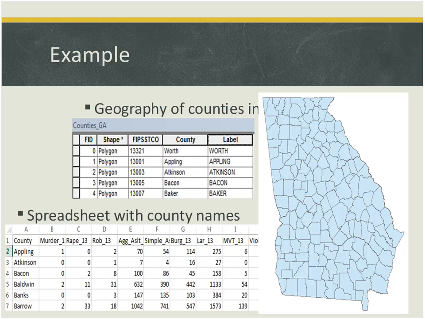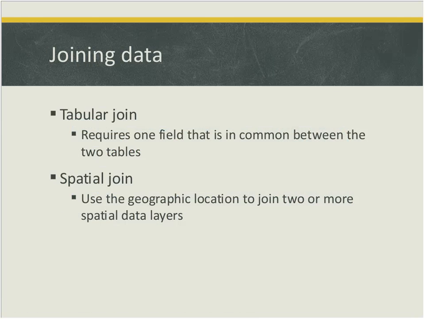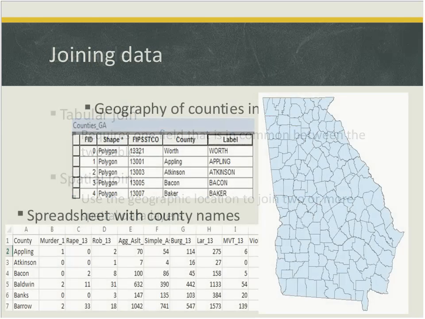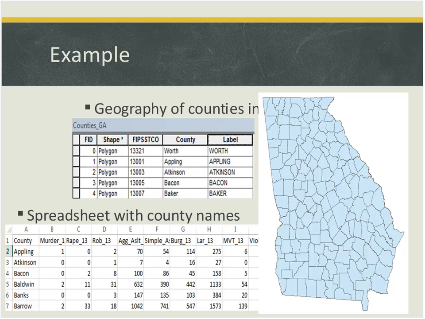Then we would have another spreadsheet, for instance, of data, and this can be held in Excel, which is a handy one to use, and it might have the UCR data that we're interested in. What's critical here is that we have at least one field between the two that's the same.